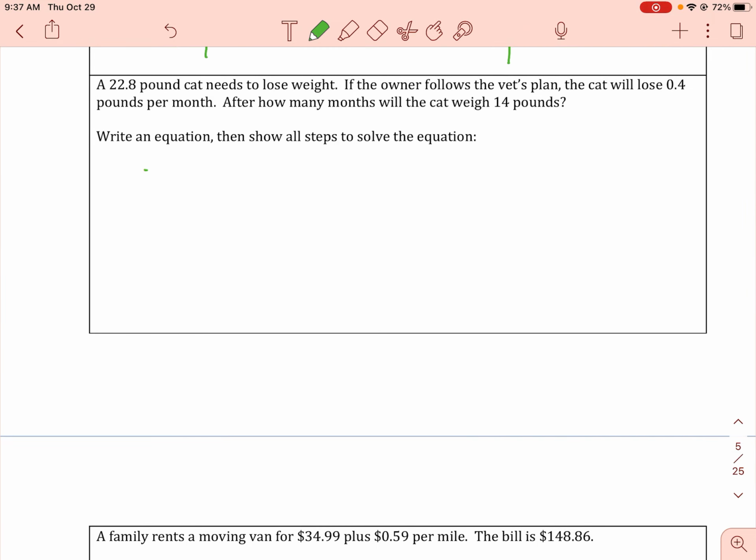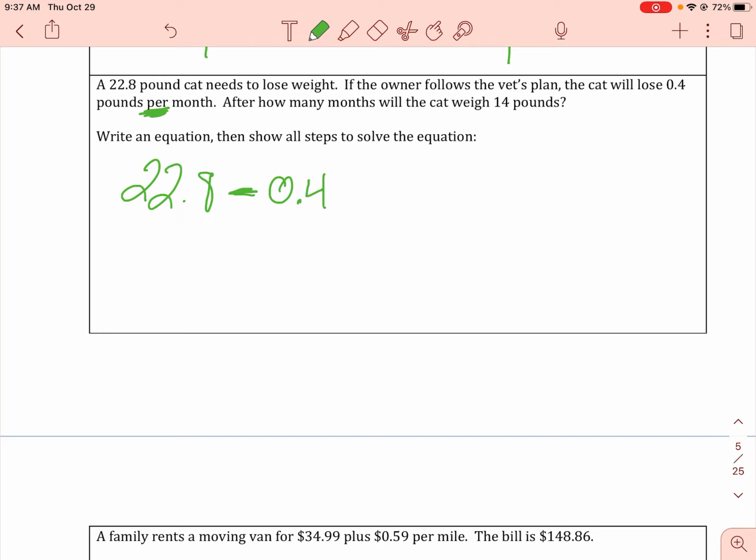So a 22.8-pound cat needs to lose weight. I would say the cat needs to lose weight, so we're going to subtract weight from this cat. The vet's plan allows the cat to lose 0.4 pounds per month.